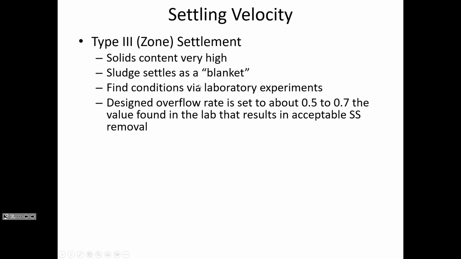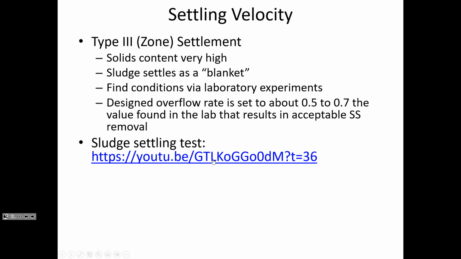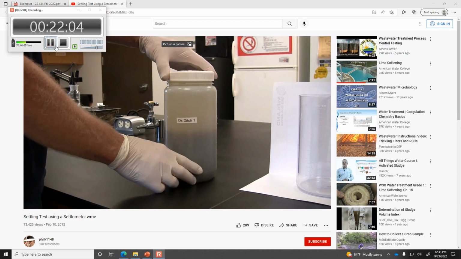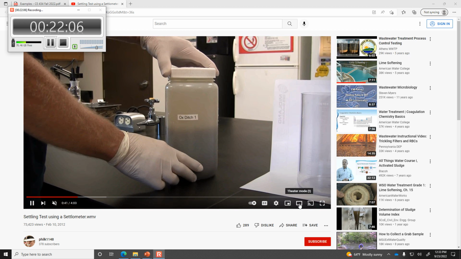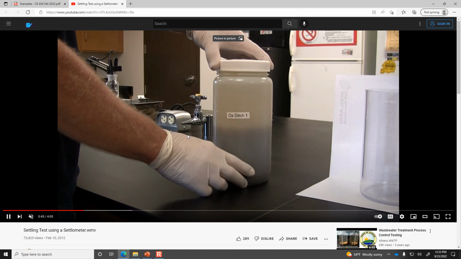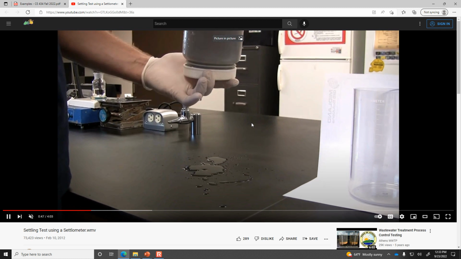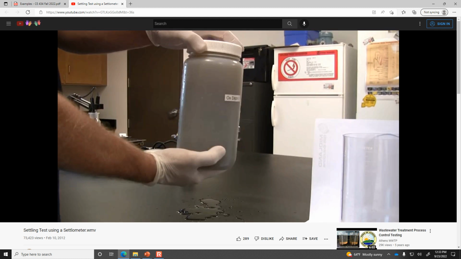I'll show you a video of what a settling velocity lab experiment might look like. Let's pull that up. Okay. So they take a sample of the fluid, the liquid that needs to have settling done.